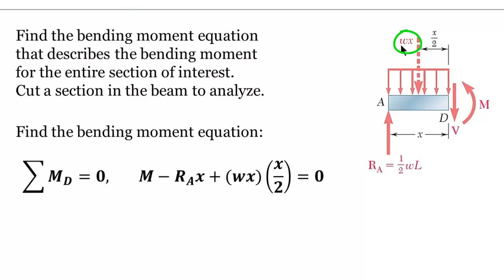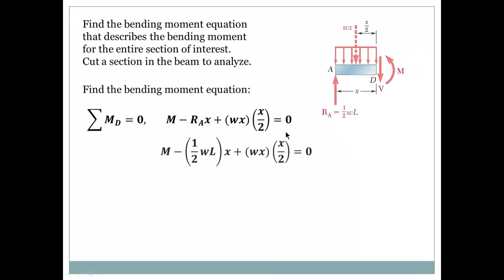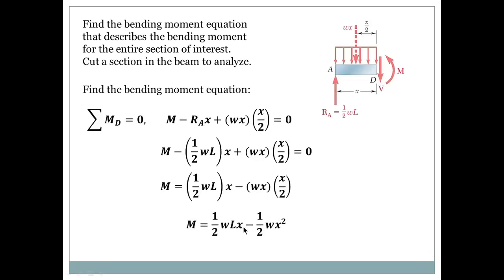Then WX, we concentrate this segment of the load, and it's acting at the distance x over 2, so it's wx multiplied by x over 2, and that's a positive because it's counterclockwise, and we set this equal to 0. Now what I do, instead of RA, we're going to substitute 1/2 WL, and then move everything except the M to the other side, it's up to you. We need to solve for M, and M is going to be 1/2 WLX minus 1/2 WX squared.